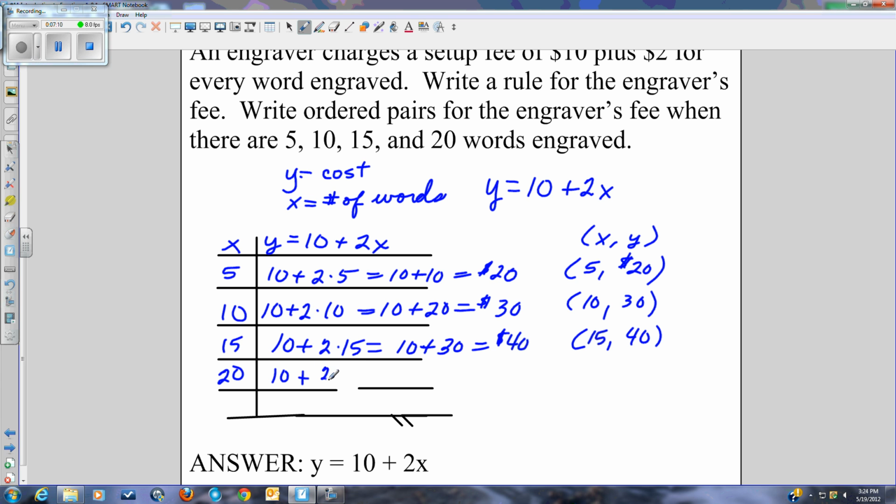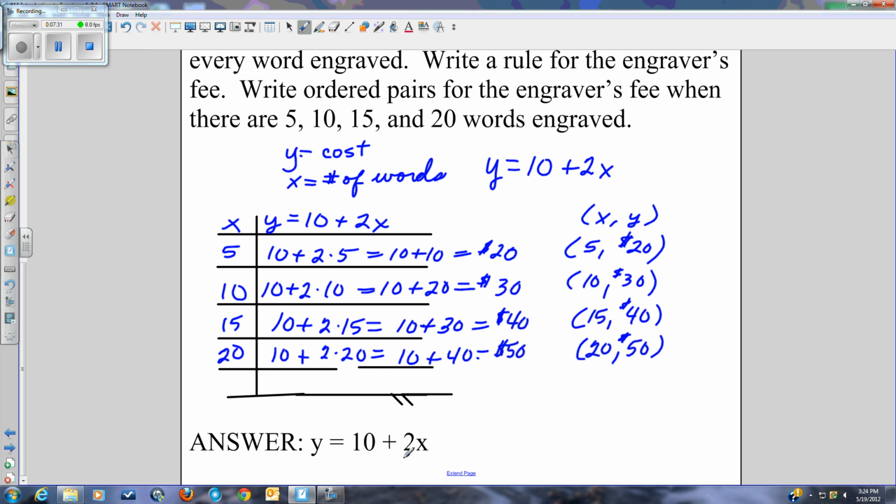$10 plus 2 times 20 gives you 10 plus 40, so it's $50 for 20 words. So we have 20, 50, and you can put your dollar signs on the costs. And you can see right here, I did have the answer to the rule, 10 plus 2x.